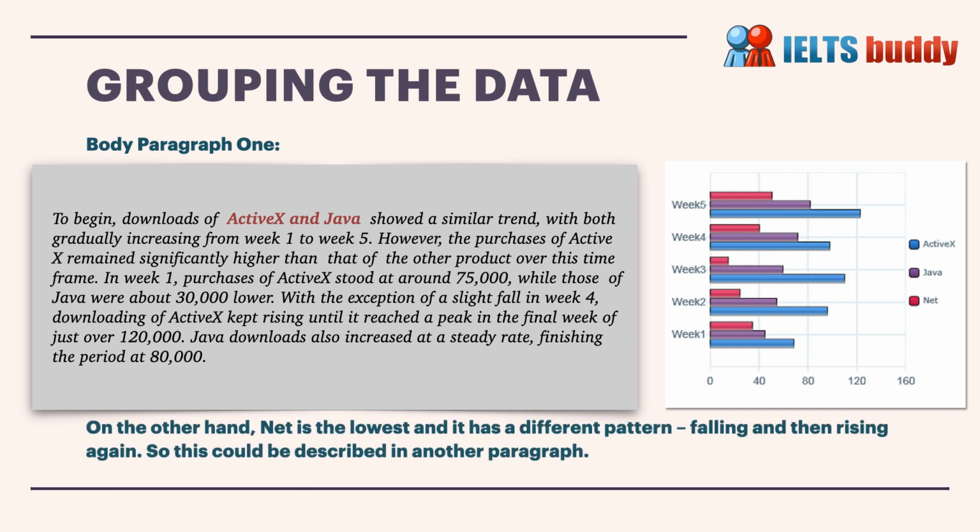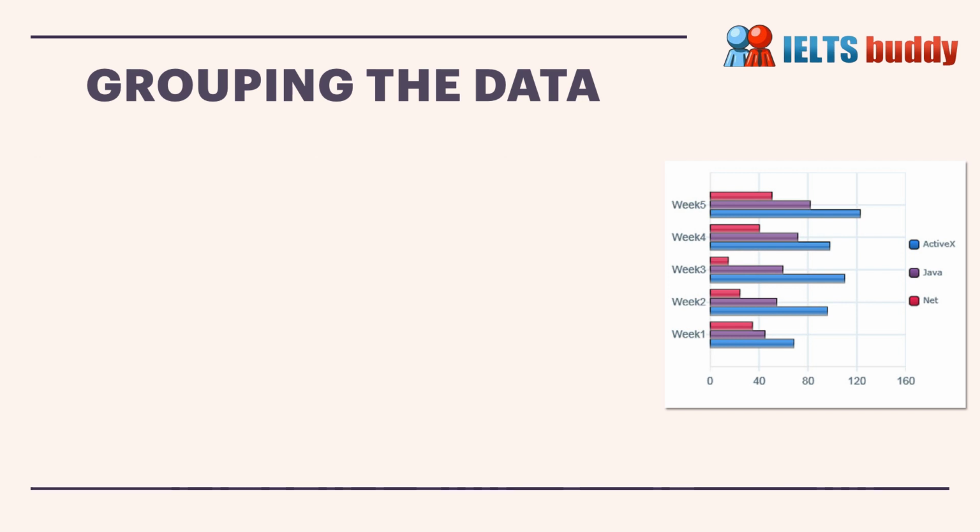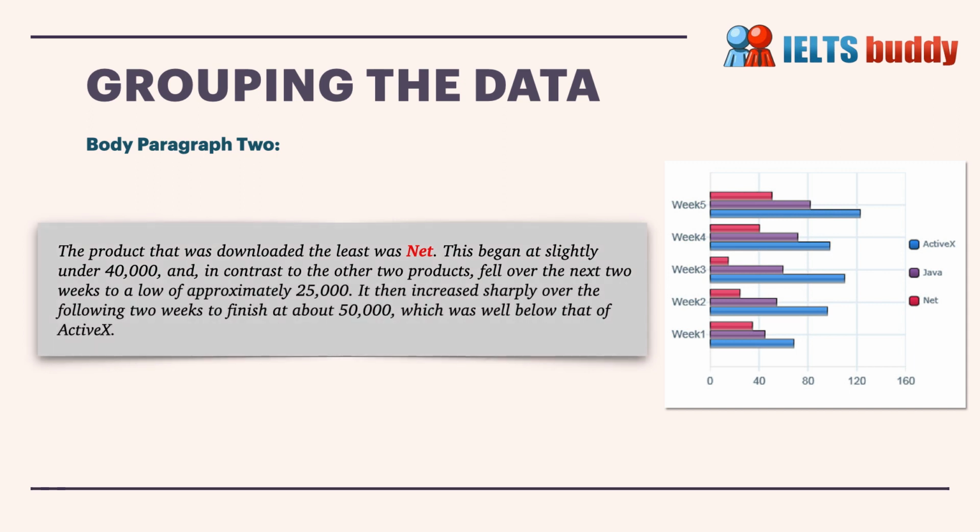On the other hand, though, Net is the lowest, and it has a different pattern. It falls and then rises again. So this could be described in another paragraph. And you can see that here. So the product that was downloaded the least was Net, and explains where it started and what it did in contrast to the other two products, and how it increased then at the end.